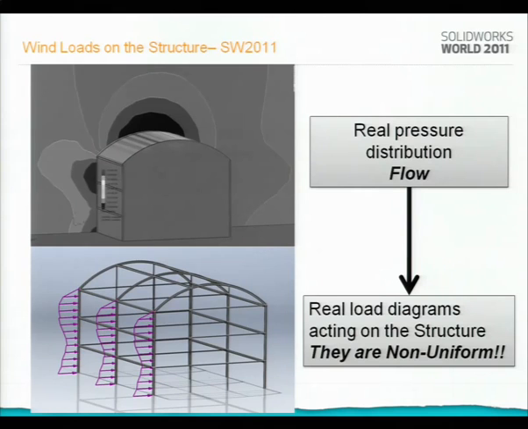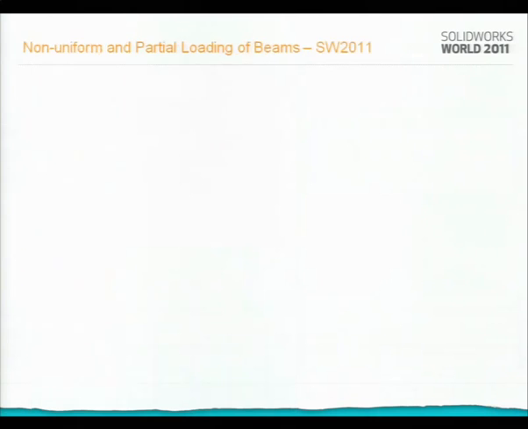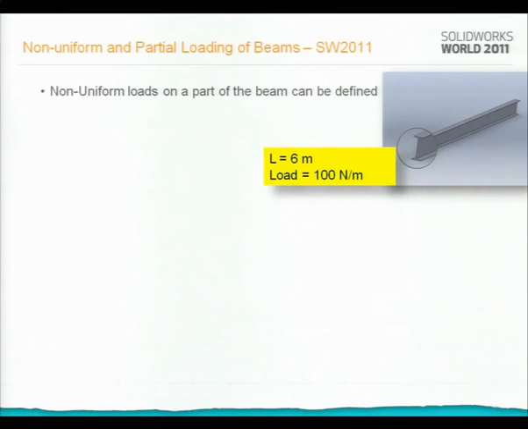If you see, they are non-uniform. So, non-uniform load is a new capability in SolidWorks 2011. Now, in SolidWorks 2011, we can define non-uniform load. I will use this simple example in order to show all the options that we can choose in SolidWorks 2011 with non-uniform load. I take an I-beam with a length of 6 meters and a load of 100 newtons per meter.